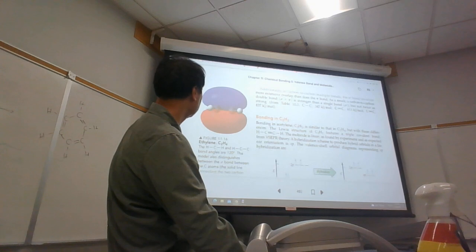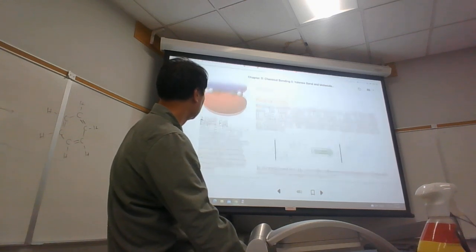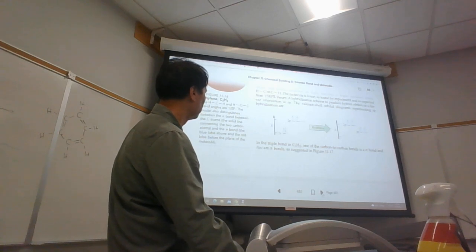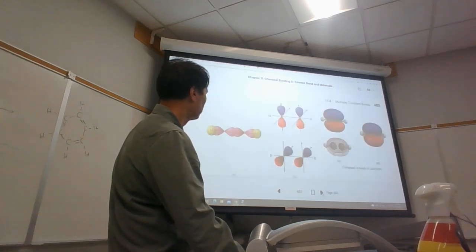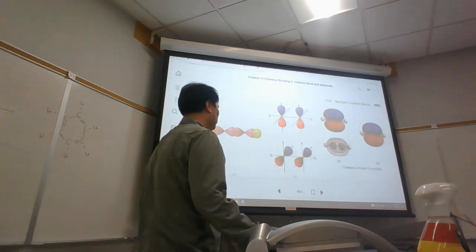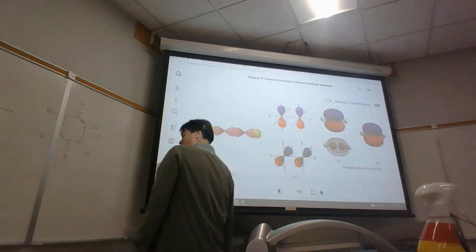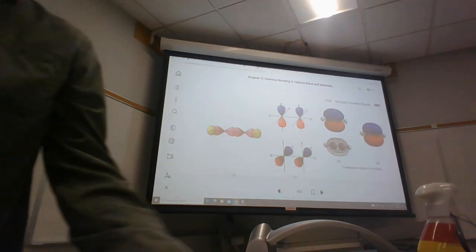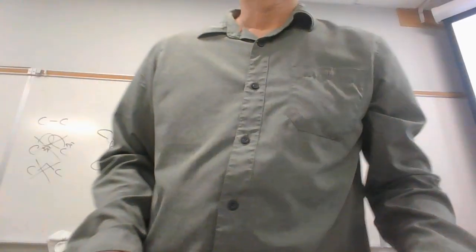Here's another depiction. Pi bond. Sigma is the kind of plane axis, right? While pi is the axis. No, sigma would be equatorial. No, no. I don't think it's talking about that.